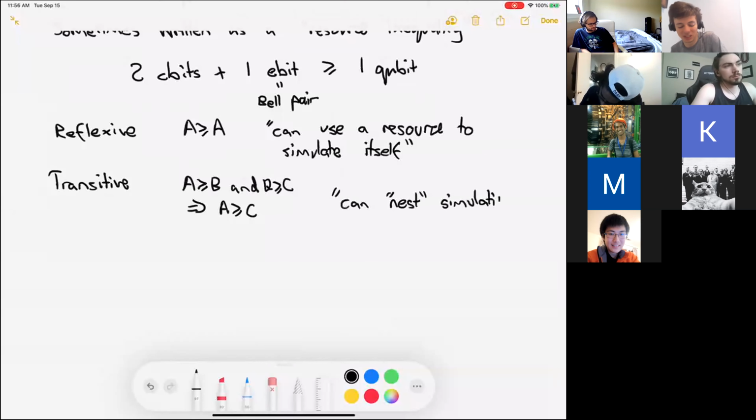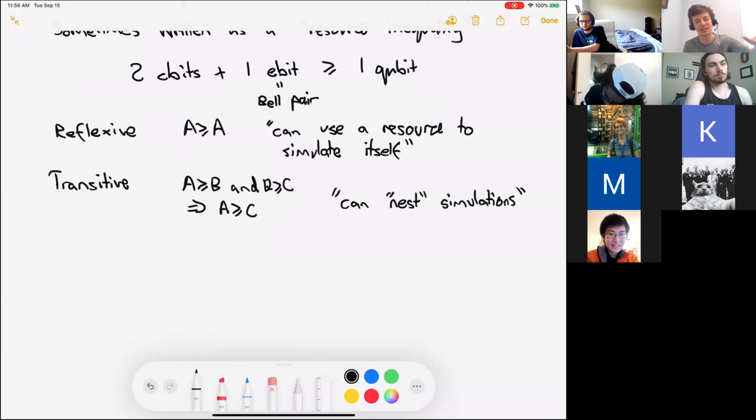So if we simulate resource C, say C is a qubit, B is two classical bits and an e-bit, and then A is something else. There'll be a nice example later on. Maybe A is two qubits and an e-bit or something like that. Then we can use resource A to simulate resource B, and in turn, we can use B to simulate C. And so we must be able to use A to simulate C.